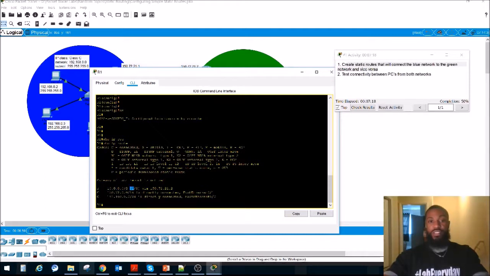Our administrative distance is 1, right, because it's a static route. Static routes, the AD is 1. The metric is 0. It's always 0.